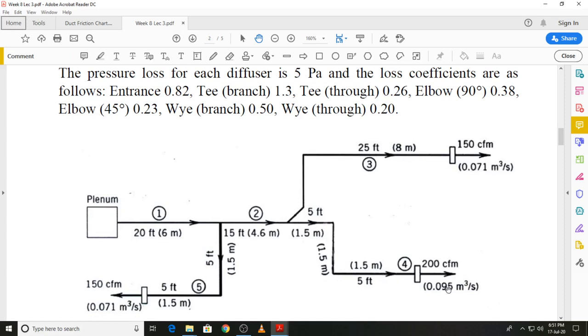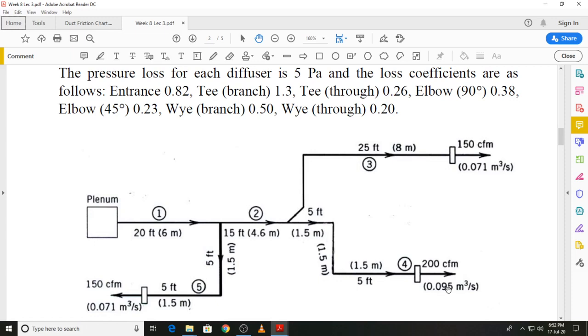We have already been told the velocities and the volume flow rates can be worked out. So once we have that, we can find out the area. Once you have the area, that is the cross-sectional area, and assuming it's a circular duct, you can find out the diameter. So that will complete the sizing part. And after that, we will need to find out the pressure drop through each of the runs.